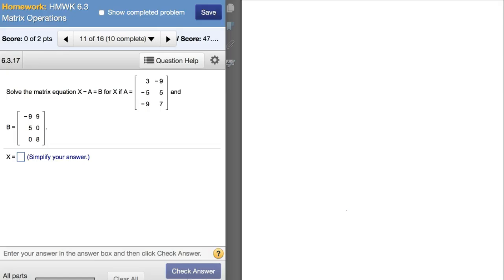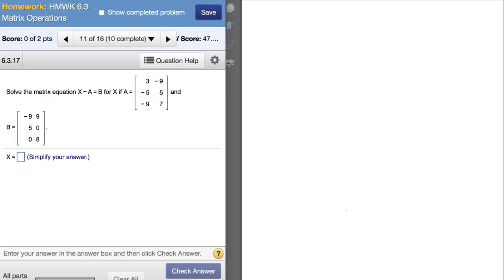This particular problem asks, if we have a matrix equation X minus A is equal to B, we want to solve that for X if we know what A is and also if we know what B is.